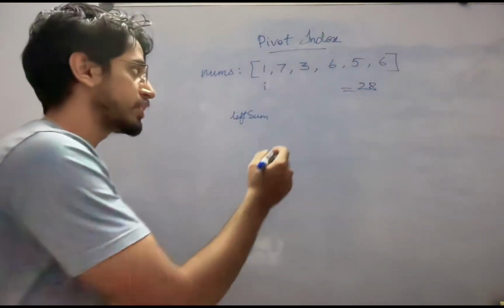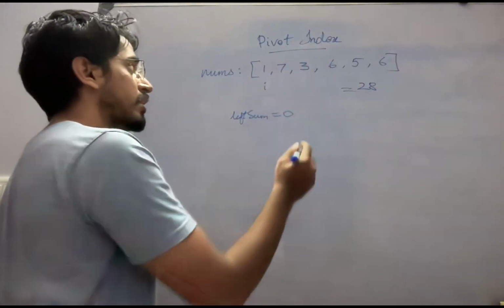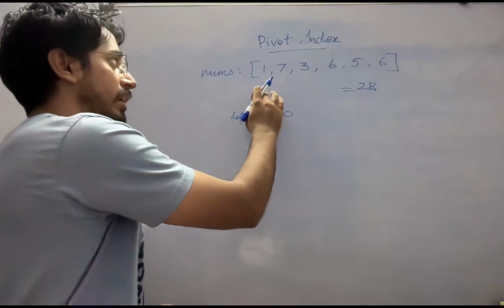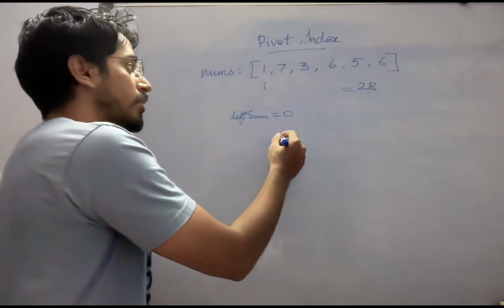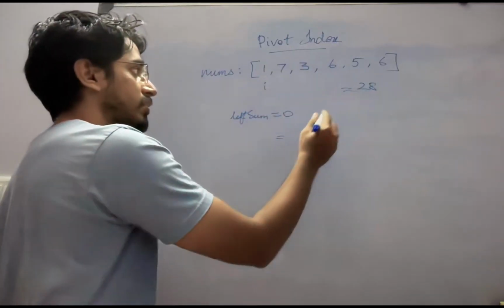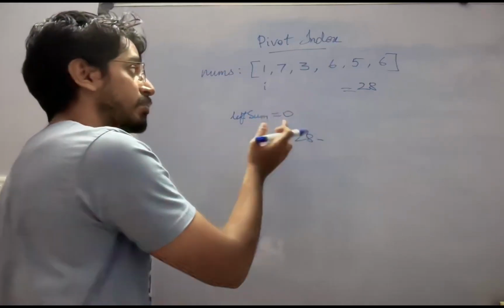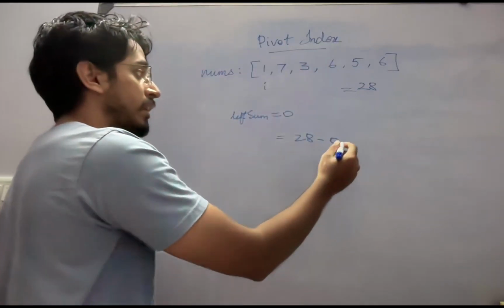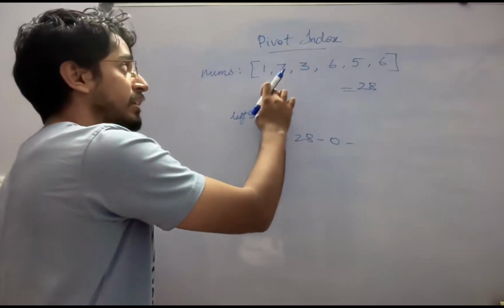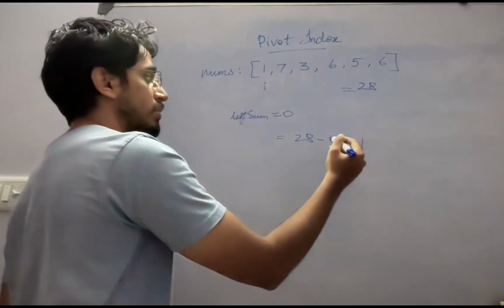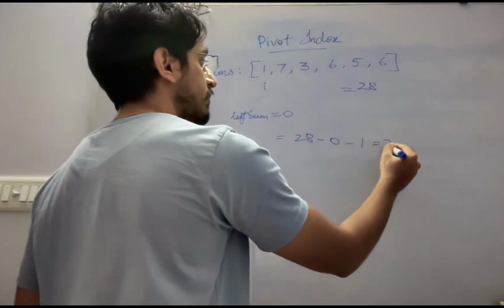Okay, so initially it's going to be 0. Now we see at the ith index, so this is the formula. The sum, that is 28, minus the left sum, the previous value, that is 0, and then the value of the current index, that is 1. So the left sum is 27.